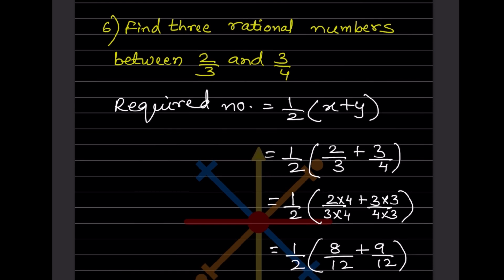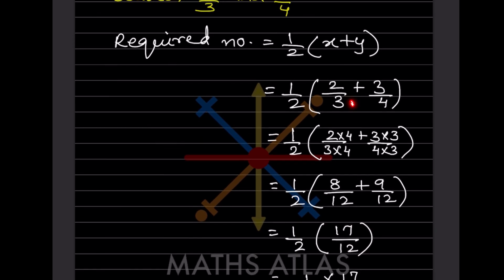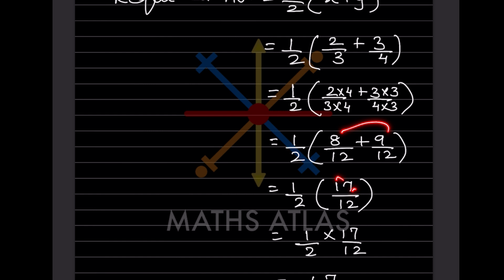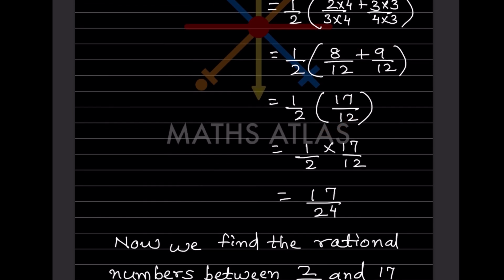So now the next one, find three rational numbers between 2 by 3 and 3 by 4. Again here is 3. Now let us take this first x and y. So after taking the LCM, which is 12, you can see here what I have done. So that will be 17 by 2... so this is 17 by 24.